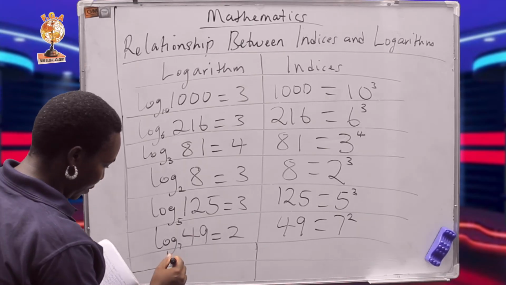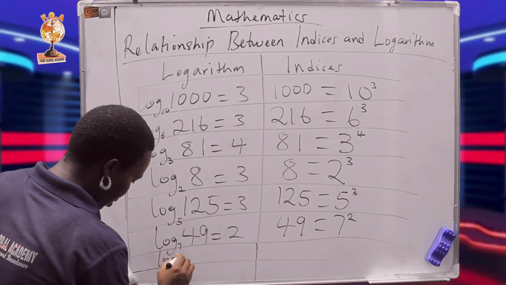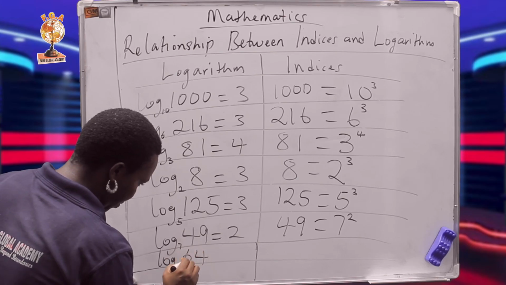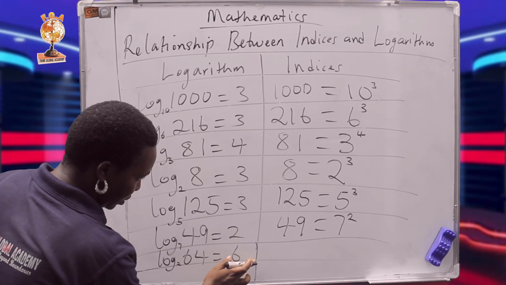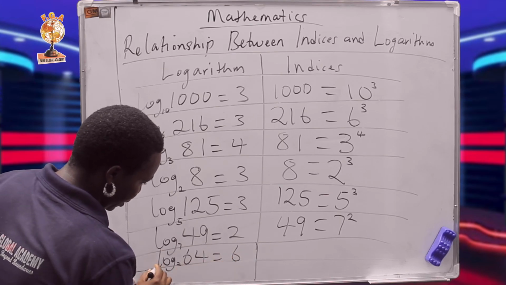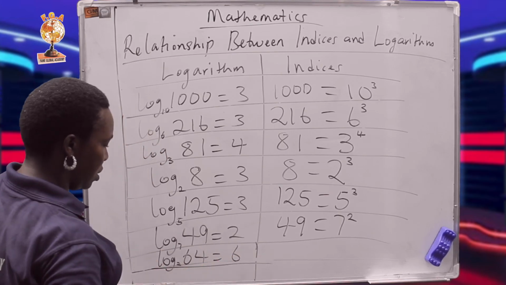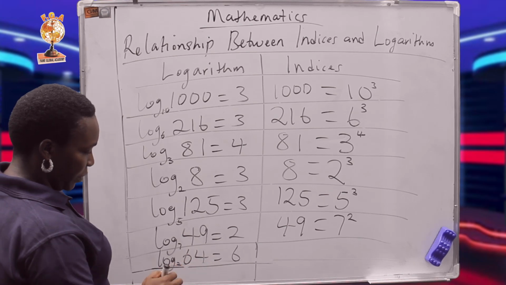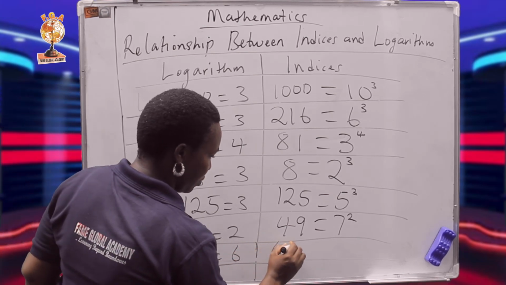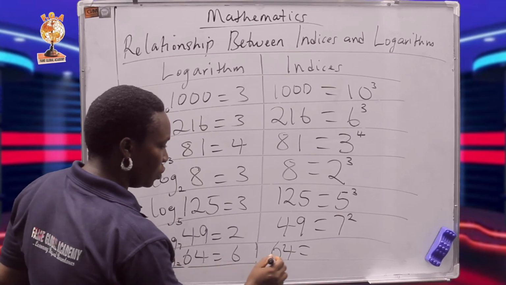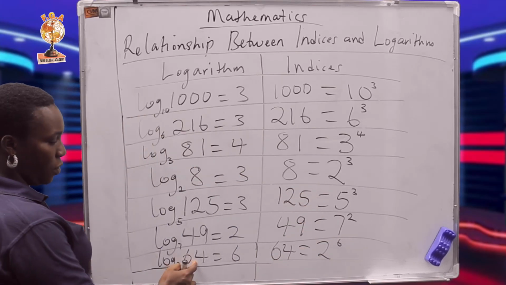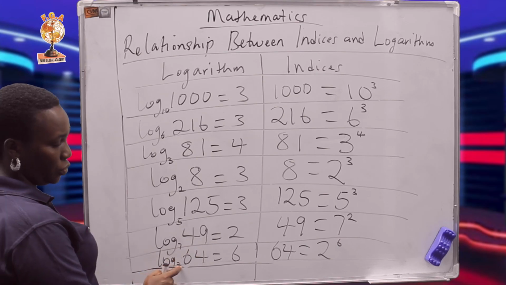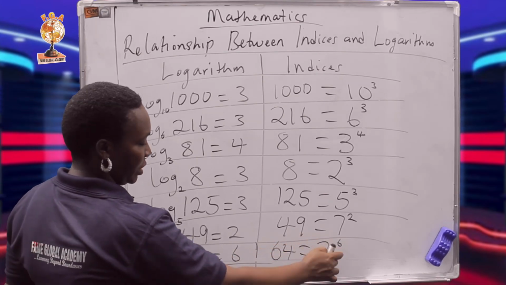Okay, let's take another one. Log 64 base 2 is equal to 6. Okay, so this is the same thing as 64 is equal to 2 raised to the power of what? 6. 64 equals the base, which is 2, raised to the power of the answer, which is 6.